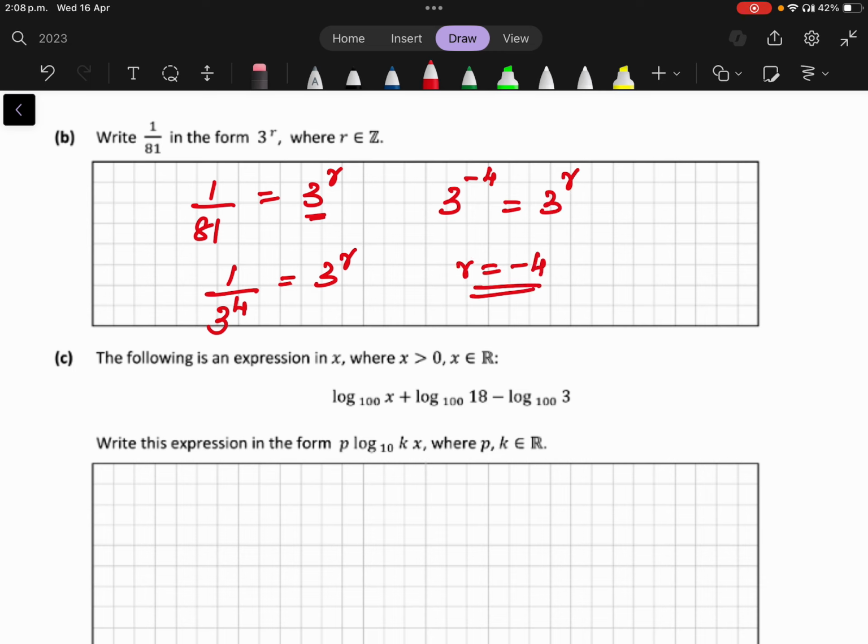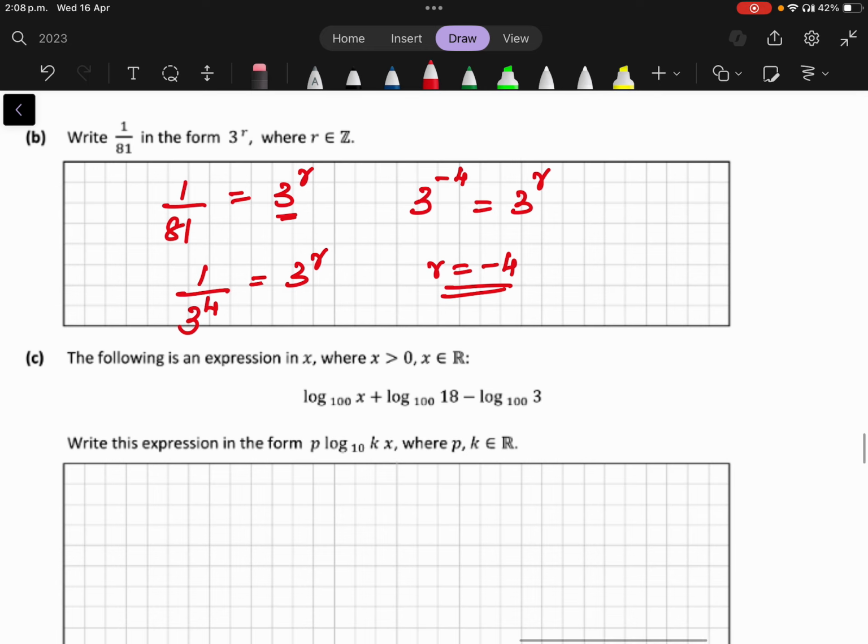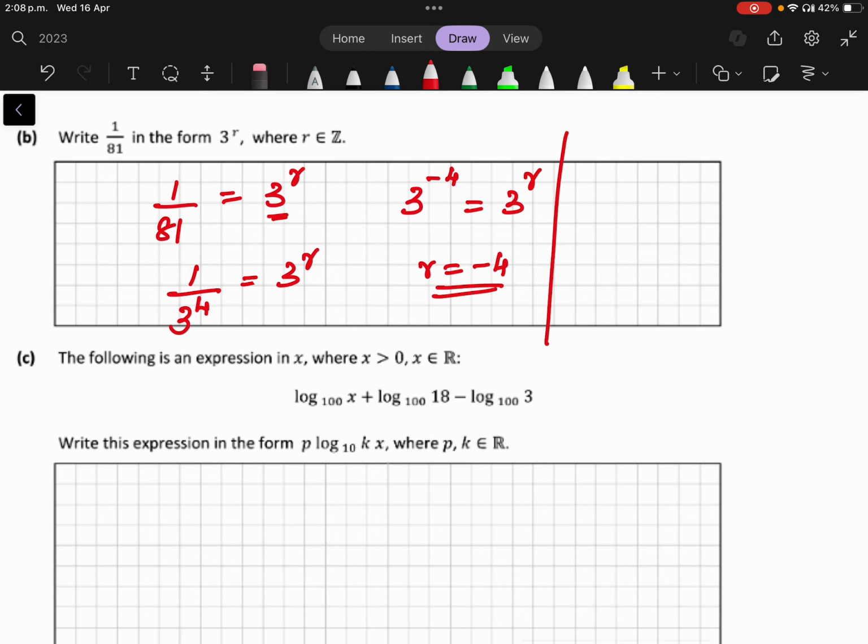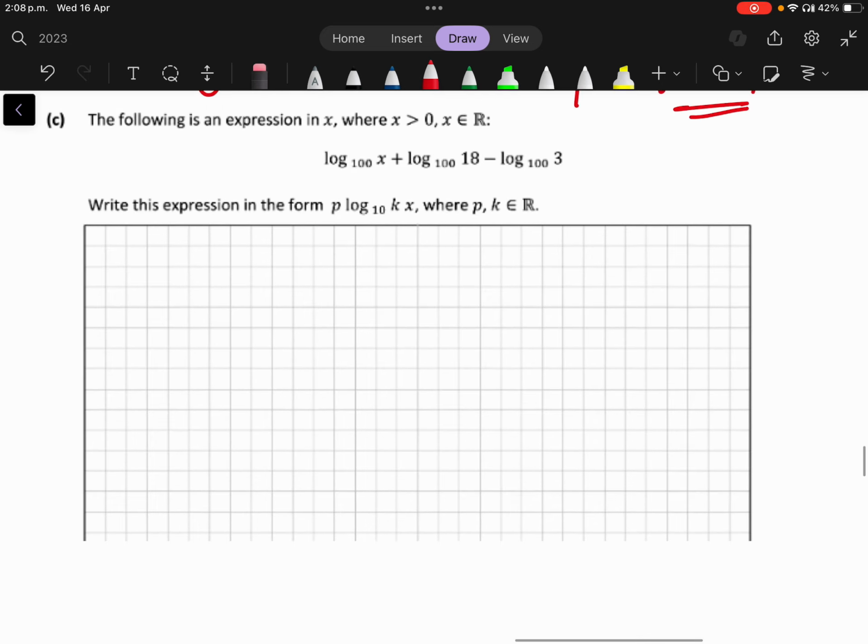Okay, that's one important thing. Or you can work with logs also here, if you're comfortable with logs. So what I can write here is 1 by 81 is equal to 3 to the power of r, so I can write r as log of 1 by 81 to the base 3, and when you calculate it, you will get r is equal to minus 4. Okay, now let's move on to the second question.